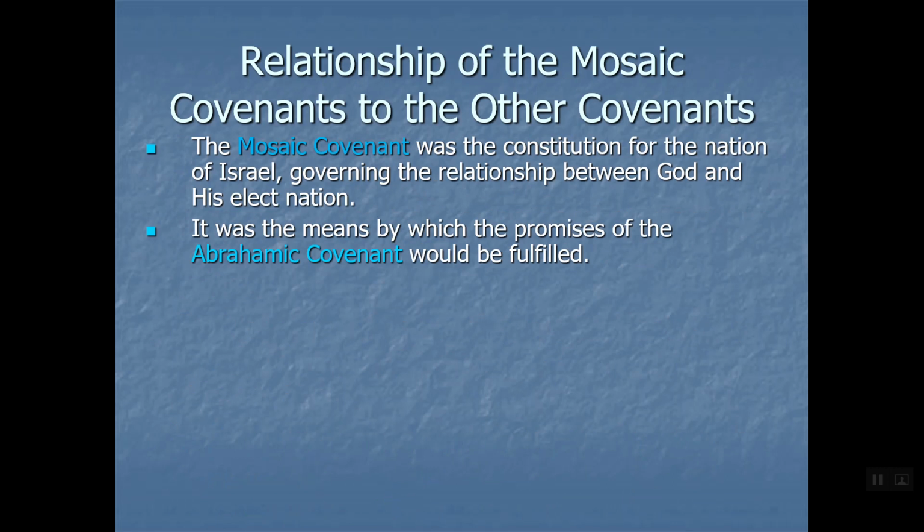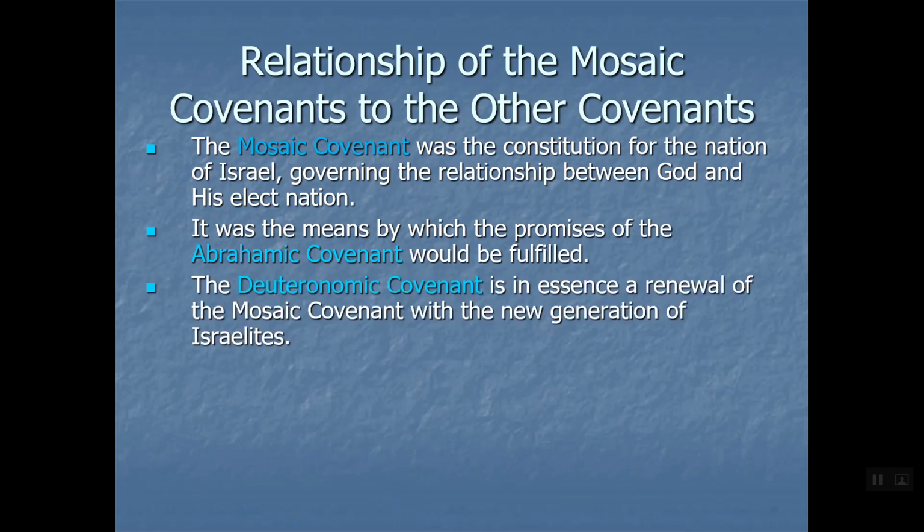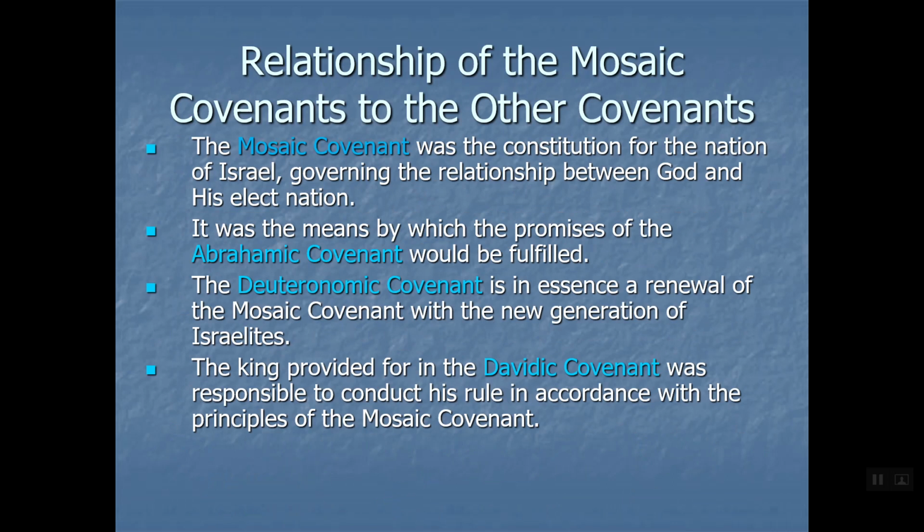Here, this is the last slide, and we talked about this a lot, how these covenants work together. And we're starting to see that as we work our way through the Old Testament. The Mosaic covenant was the constitution of the nation, and it was the document that regulated the relationship between God and Israel. It was also the means by which the promises of the Abrahamic covenant were fulfilled. We're seeing that God's doing what He promised in the Abrahamic covenant, in both multiplying the people, bringing them into a period of Egyptian bondage, and then bringing them out after 400 years of bondage.